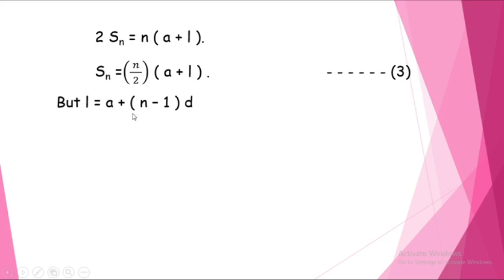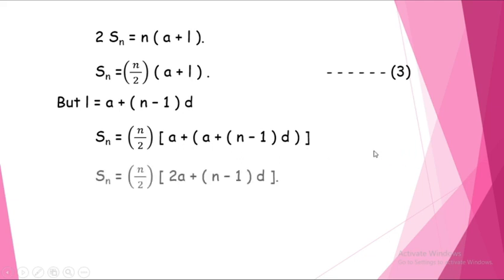But what is L? L is A plus n minus 1 into D. We put this value of L in this equation number 3. We get Sn is equal to n by 2 as it is into bracket A plus, we substitute this value of L as A plus n minus 1 into D, bracket complete. Now this A plus A gives twice A, and the expression becomes Sn is equal to n by 2 into bracket twice A plus n minus 1 into D.